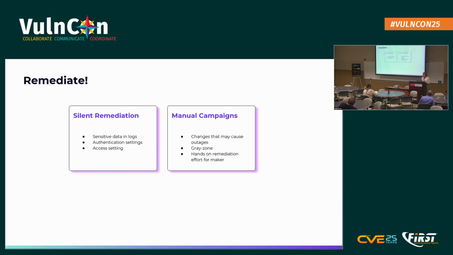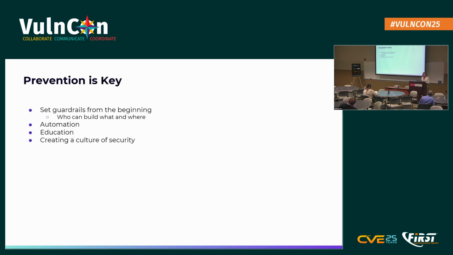Obviously, not everything can always be done in an automated fashion. Well, we wish it could. So manual campaigns will still be there. You can see the types of situations that come up there. It's the same that we experience in traditional vulnerability management, where the maker is required to make a change on their own. So this is all great to actually reduce risk, but then how do we prevent that?